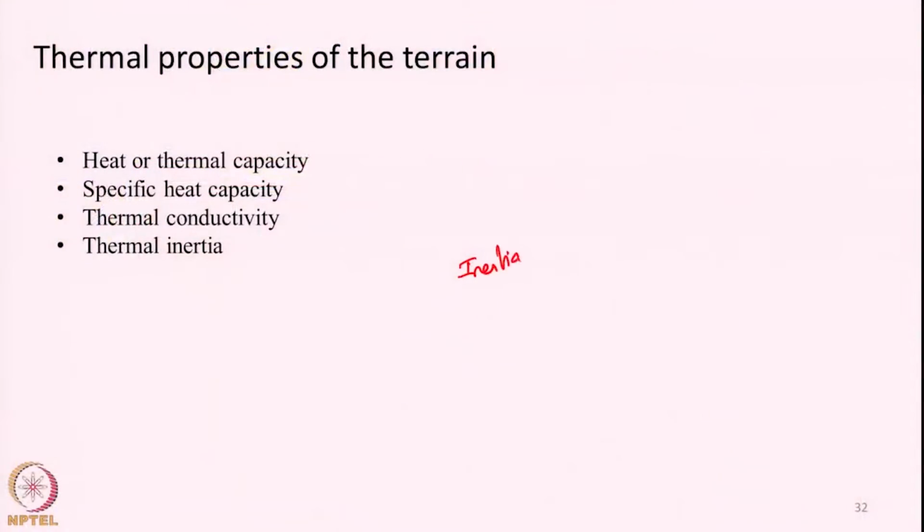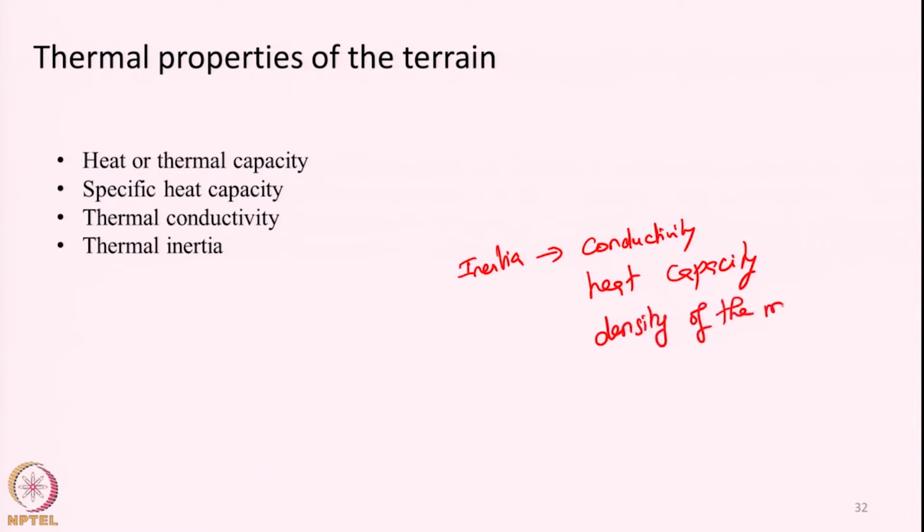So, thermal inertia depends on thermal conductivity, heat capacity and density of the material. All these things will influence the inertia, and higher thermal inertia will lead to a slower change in temperature of the object.